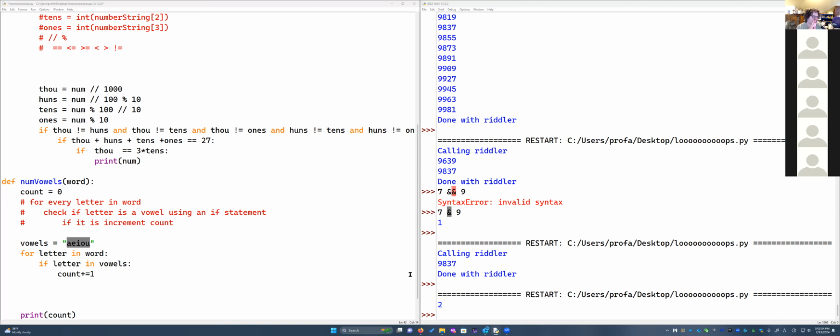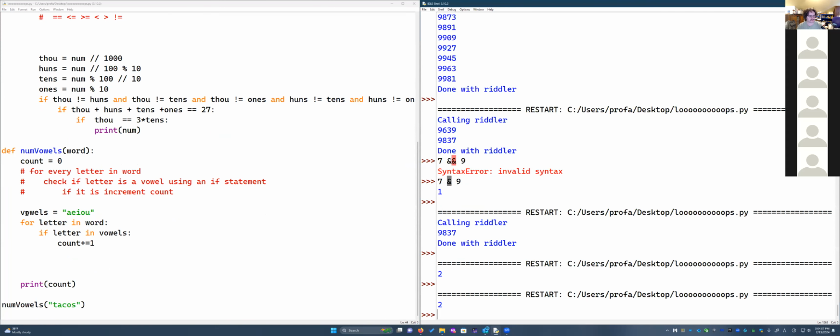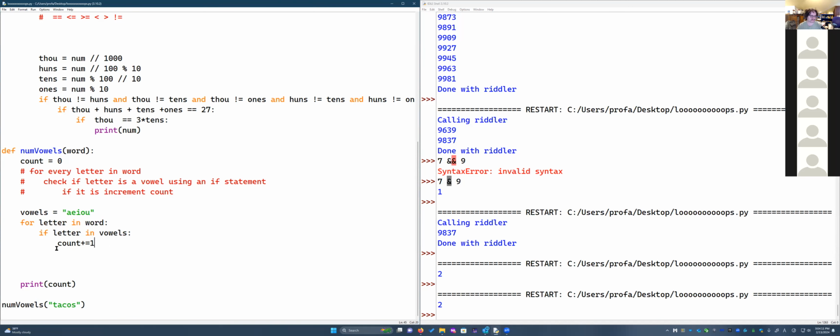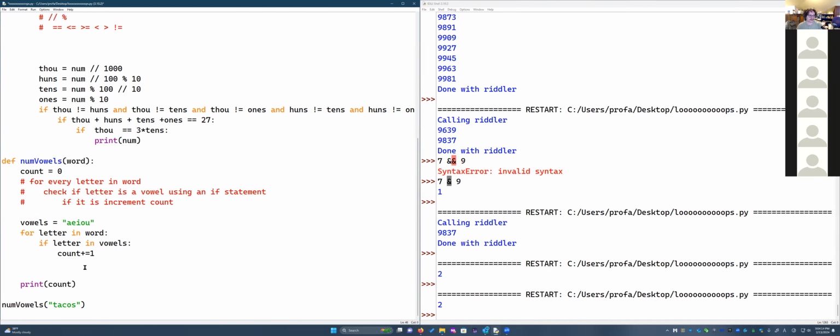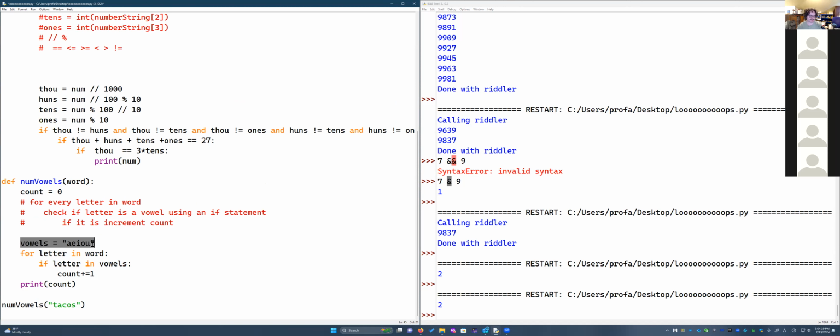So for letter in word, if letter in vowels, count plus equal, there is a method to my madness, I swear. For letter in words, if letter in vowels, increment the count. So that is that one, right? What we do is we just simply set up a vowels. We went through every letter and asked, is that letter in vowels? Great, increment the count.